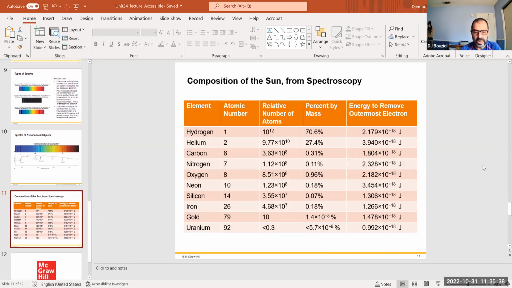And this analysis suggested the composition of the sun is mainly hydrogen and helium. The rest: carbon, less than 1%, oxygen, less than 1%, and traces of neon, nitrogen, iron, and silicon, also in the atmosphere of the star, and gold, which is 1.4 times 10 to the -8, and uranium even less than that. Again, this is based on the spectral analysis and how much energy is being removed from the star.